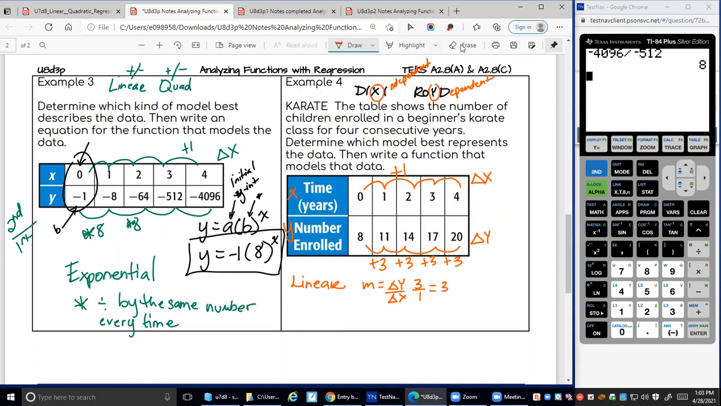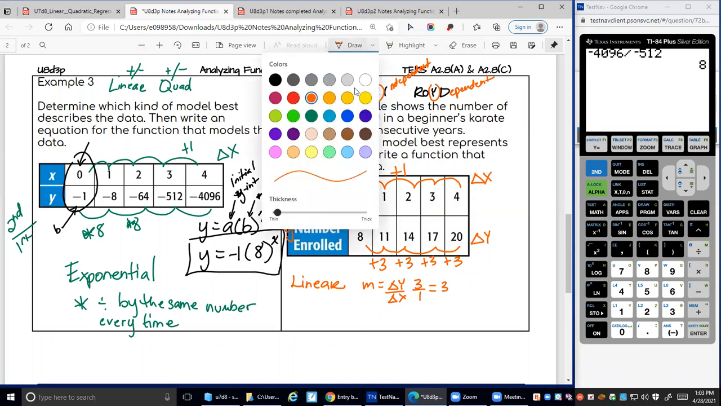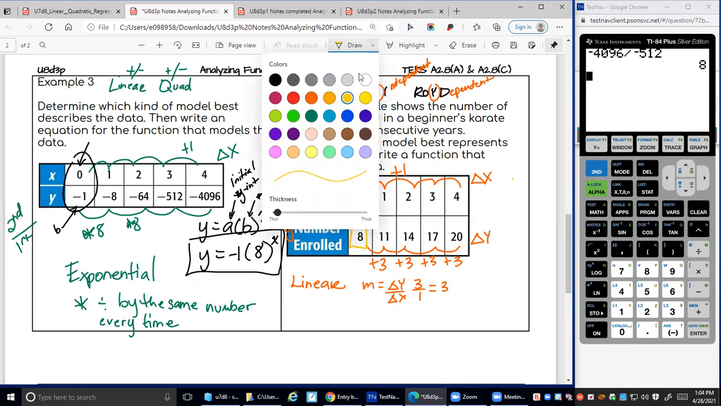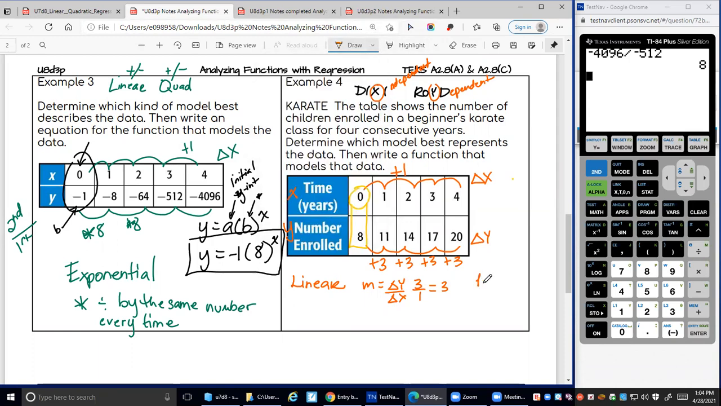And I know that my y-intercept is where x is equal to 0, right? So here's x being equal to 0, and it's on here. So that is my value for b. b is equal to 8. And I can write my equation, y equals 3x plus 8.